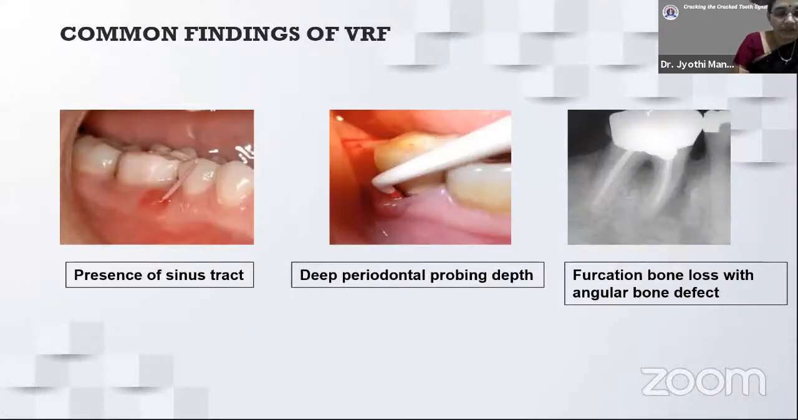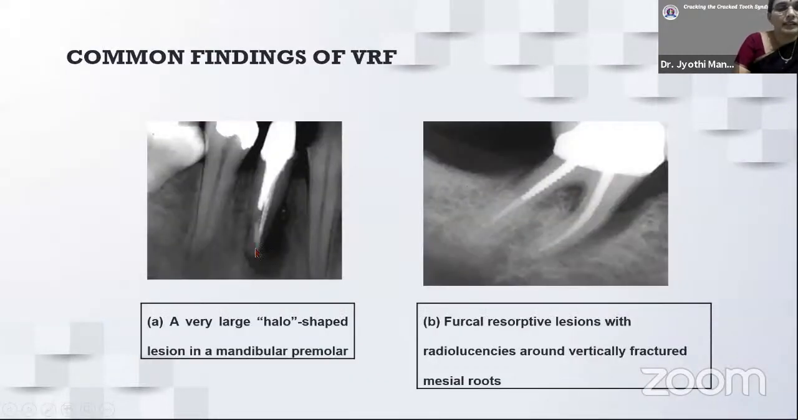Common findings of the VRF, that is the vertical root fracture: normally we will see the presence of a sinus tract and deep periodontal probing depth, and radiologically we will see furcation involvement, that is bone loss, and also a J-shaped or halo-shaped radiolucency around the fractured root. Here also you can see the large halo-shaped radiolucency around this fractured premolar. Here also radiologically we are able to see the radiolucency around the fractured distal root.